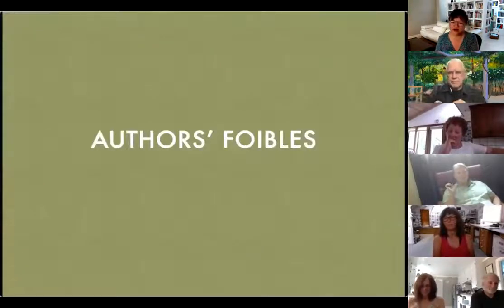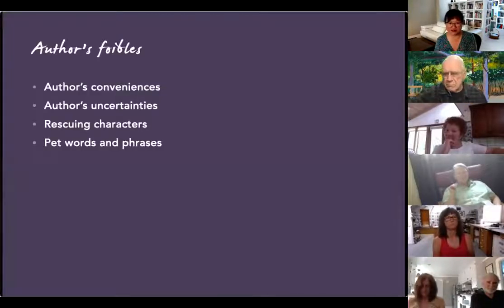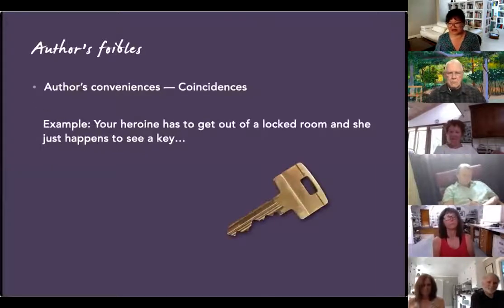And then on the most micro level, I suppose, that a dev editor works at, we're looking out for your foibles. And everybody has them, and we all have several different kinds. So there are what I call author's conveniences, author's uncertainties, rescuing our characters, which we all do, and then there are pet words and phrases. Author's conveniences, what do I mean?